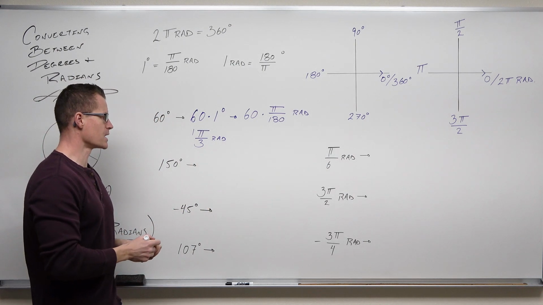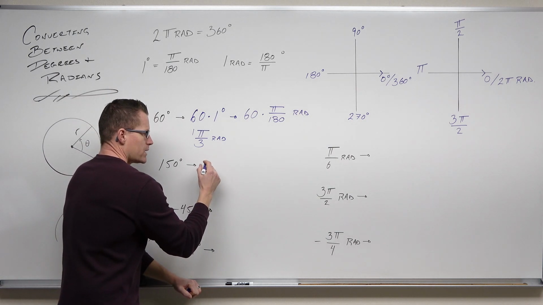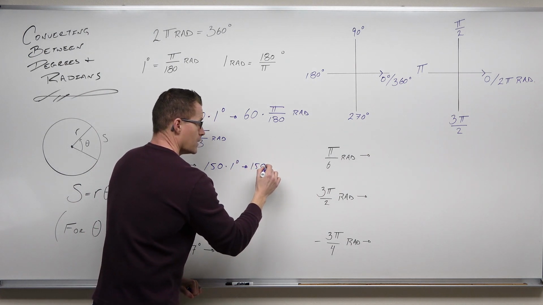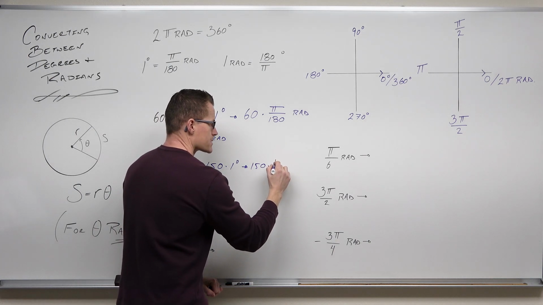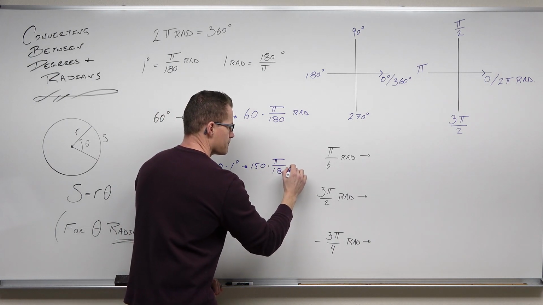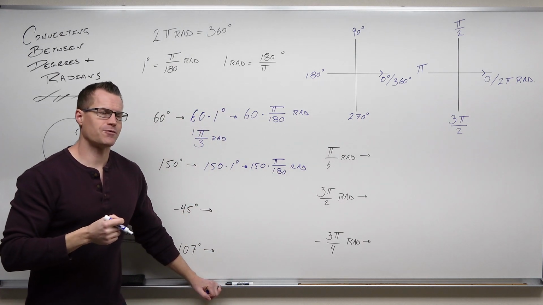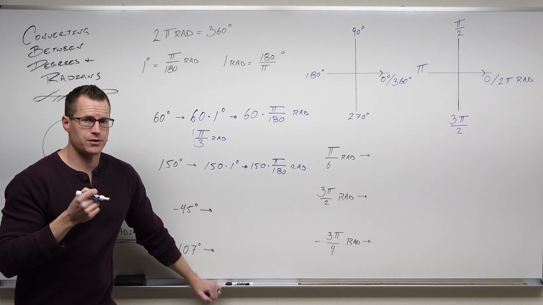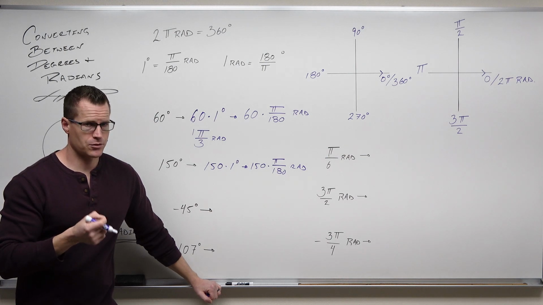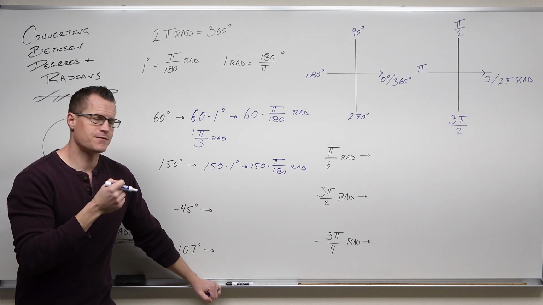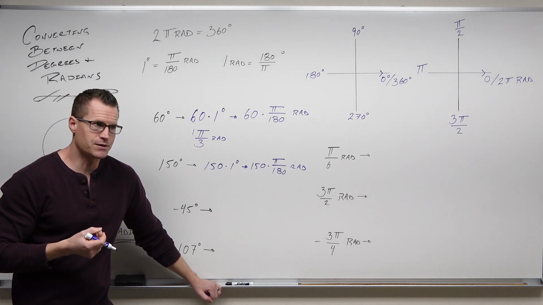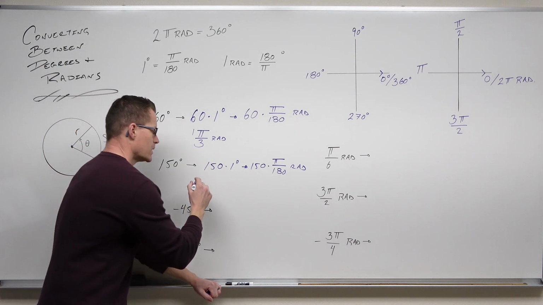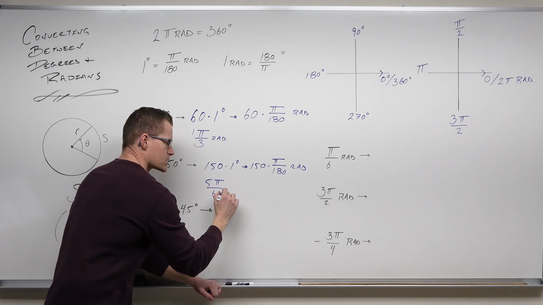Now, how about 150 degrees? Well, we can write that as 150 times 1 degree. But because that degree is pi over 180 radians, we can simplify it. It's not as nice, but remember that 150 and 180 are both divisible by 10 and 3, so that means 30. So that would be 5 over 6. Or you can divide both by 10, get 15 over 18, then divide both those numbers by 3. That also works. You get 5 over 6. Either way, we get 5 pi over 6 radians.